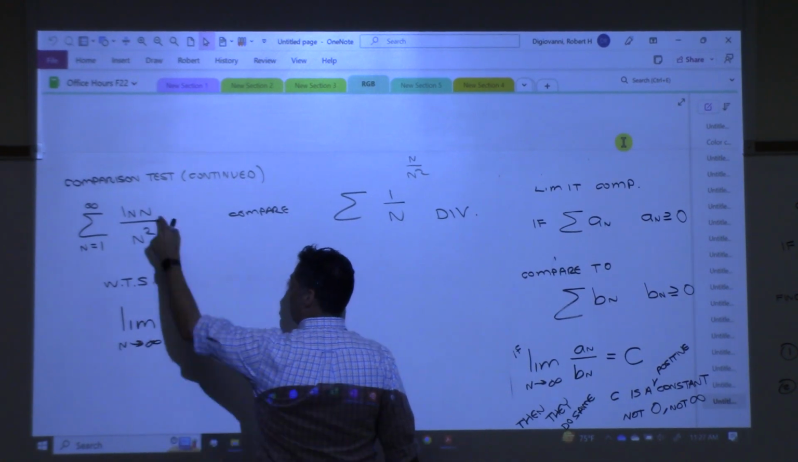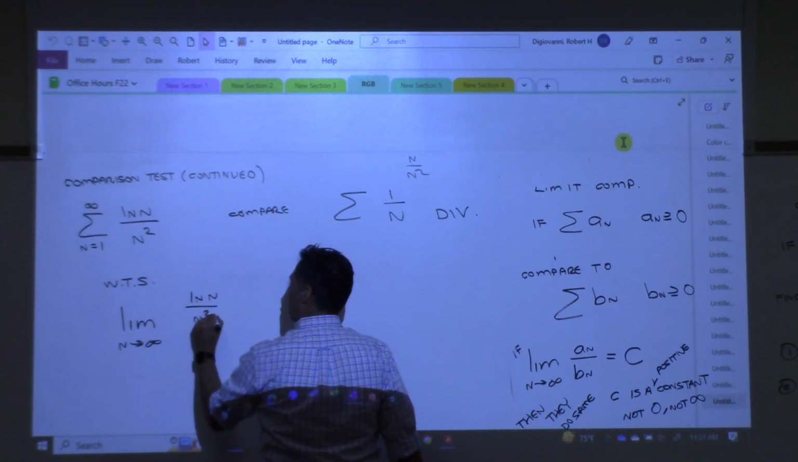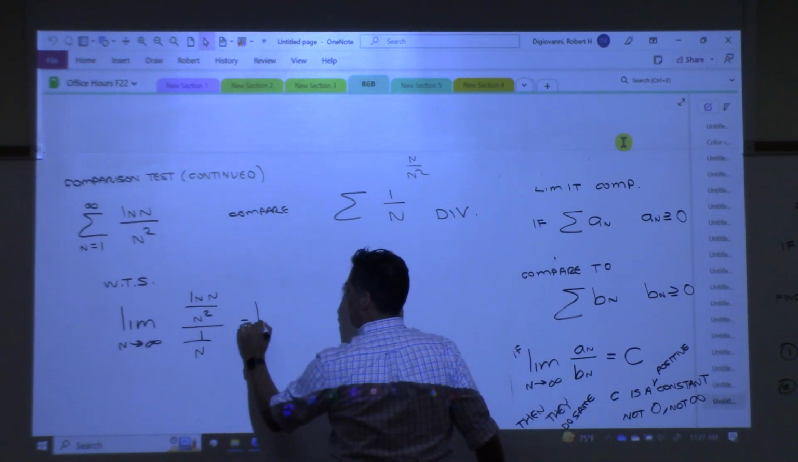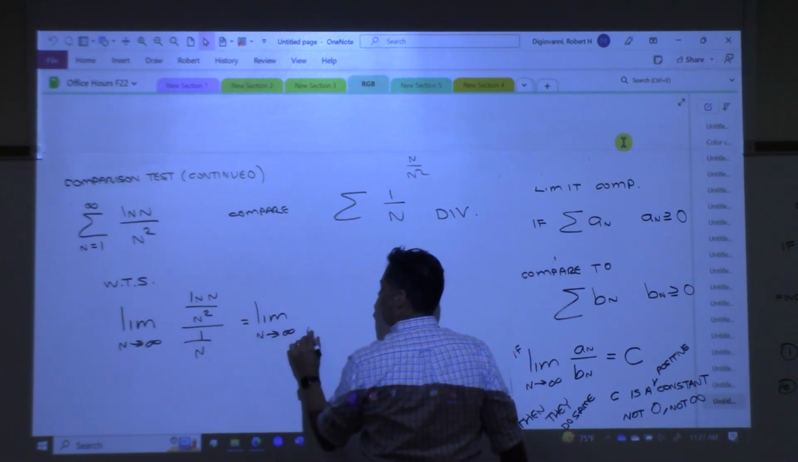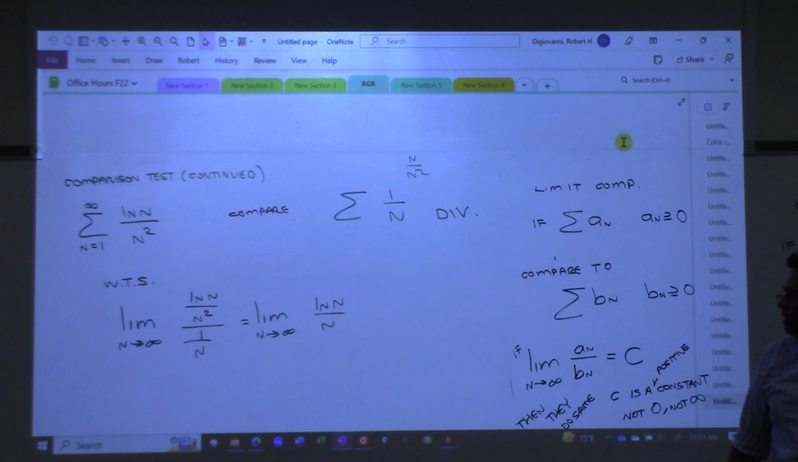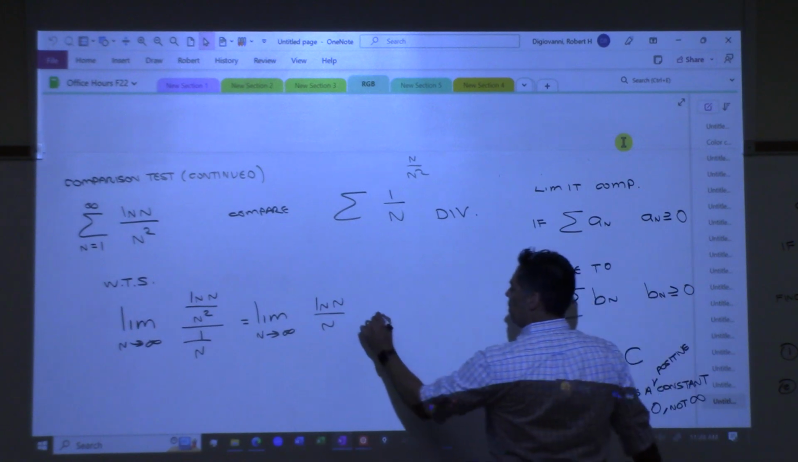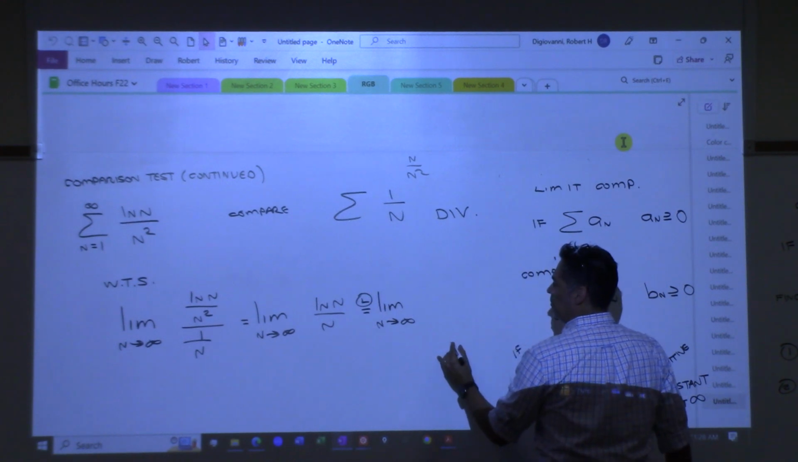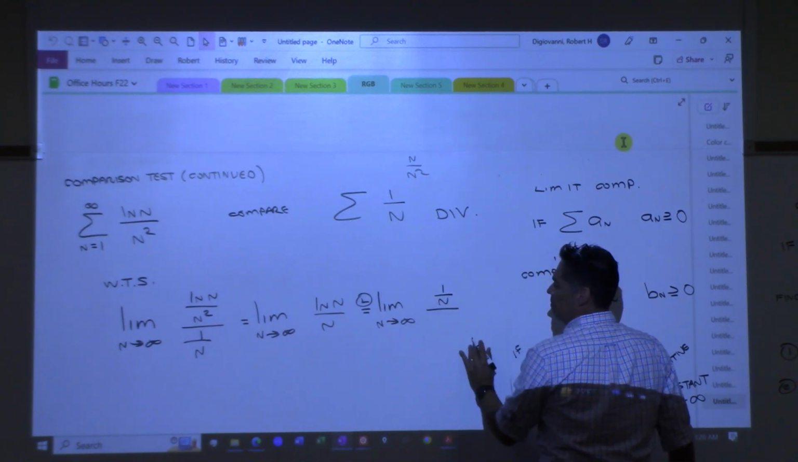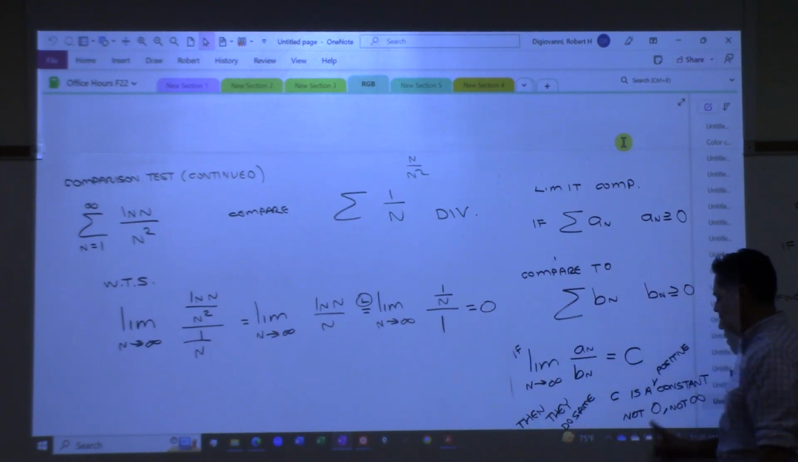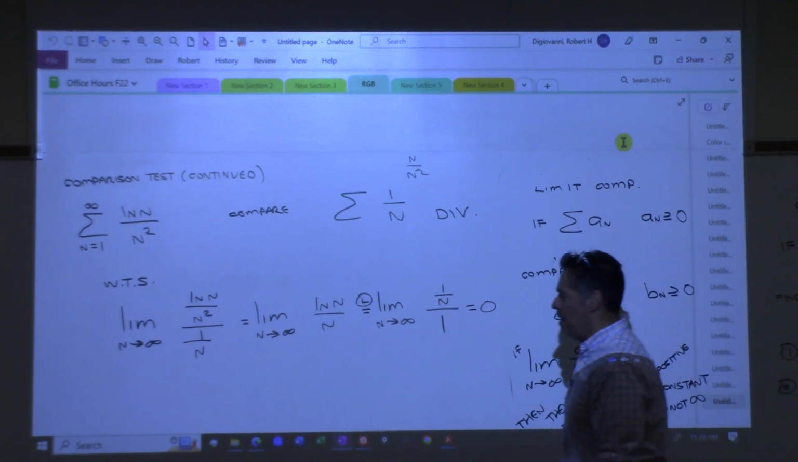Okay, so I'm going to take the limit of that sequence over that. And then when I do my thing and flip it, I get natural log n over n, right? Because one of the n's cancels. That limit gives me infinity over infinity. So I do L'Hopital now. Derivative of the top, derivative of the bottom, 1. What does that go to? 0. And what does that tell you? Nothing. Fails.